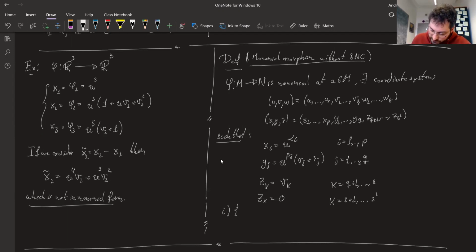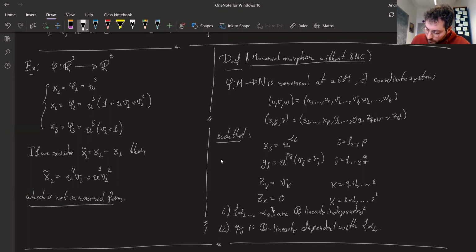And we had two conditions: the set of alphas are Q-linearly independent, not quasi-analytic, just Q, and form a vector space of dimension P, and beta_j is Q-linearly dependent with alpha 1 through alpha P. These were the conditions. So we had this nice looking normal form and this extra condition.